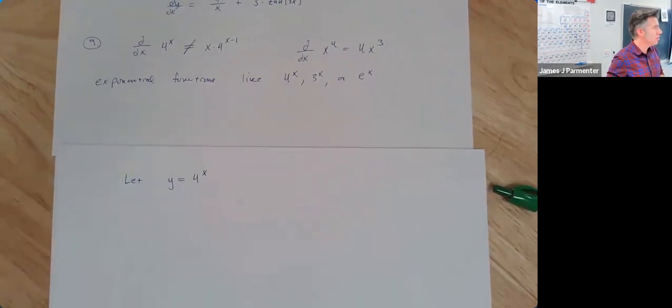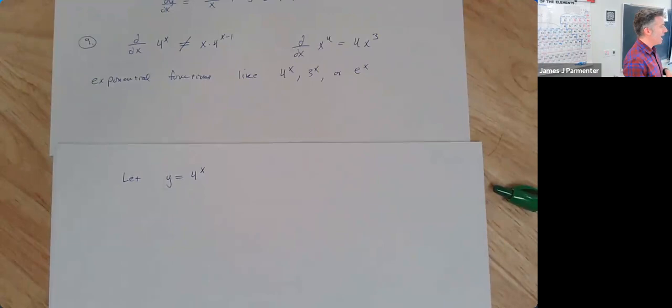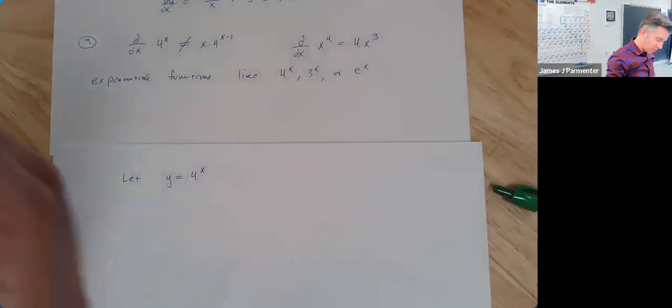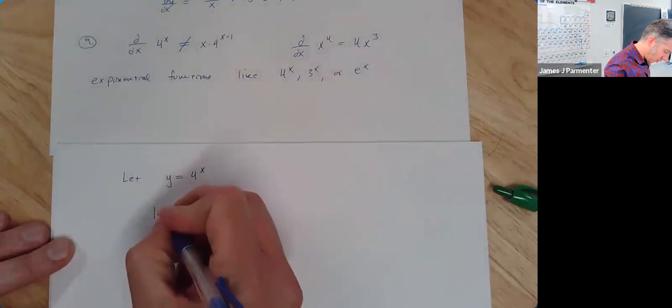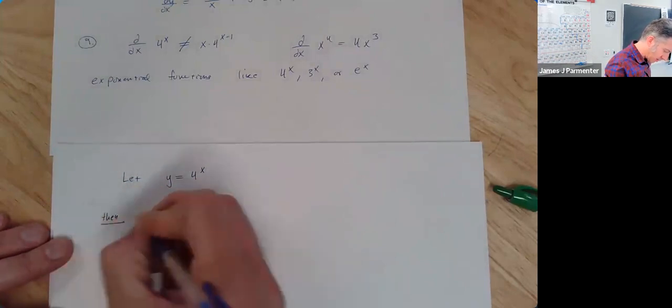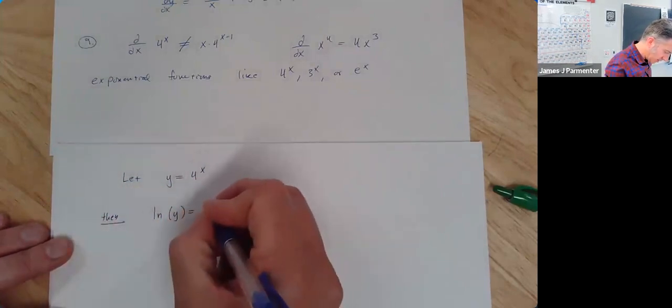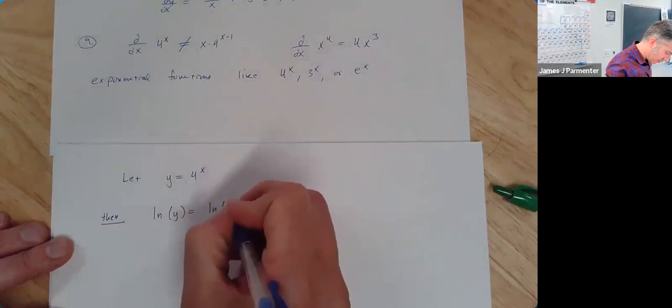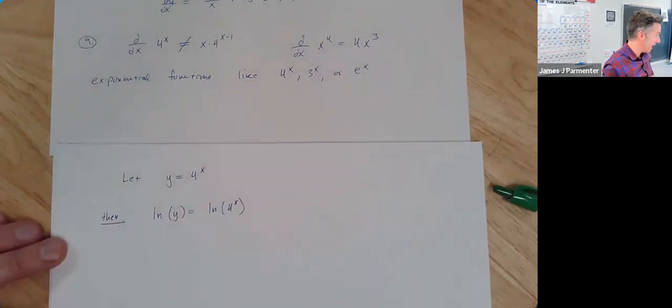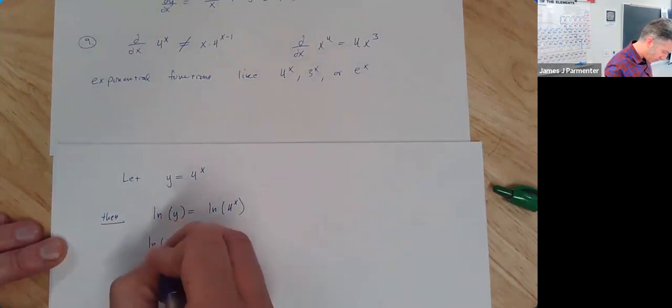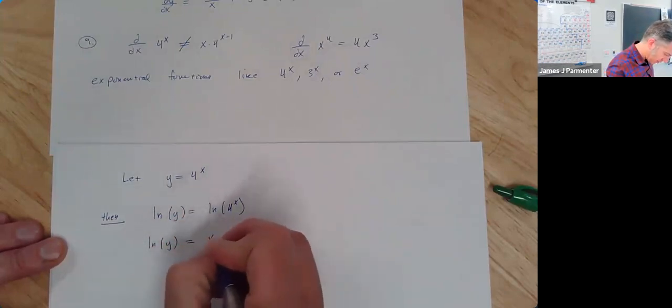This is a very common way of attacking any sort of exponential derivative. If you see a variable in the exponent, this is the time to write y equal to your thing and then take the natural log of both sides. The reason we take the natural log of both sides is because it allows us to bring down that variable and get it out of the exponent. That is the whole purpose of doing it this way.